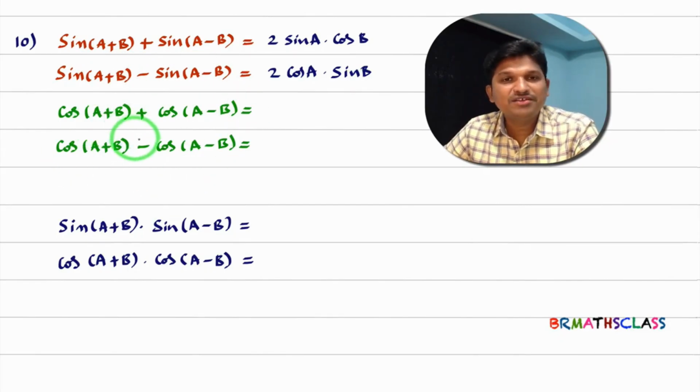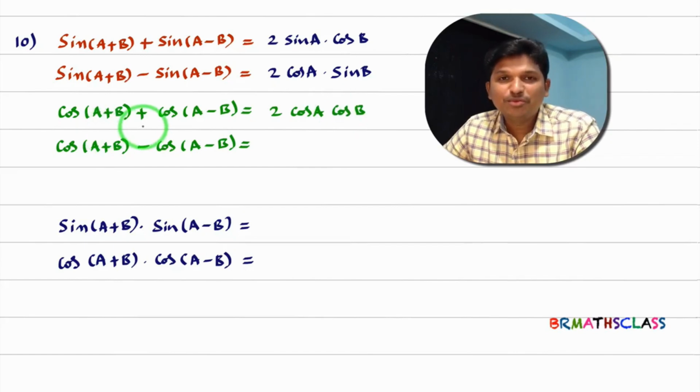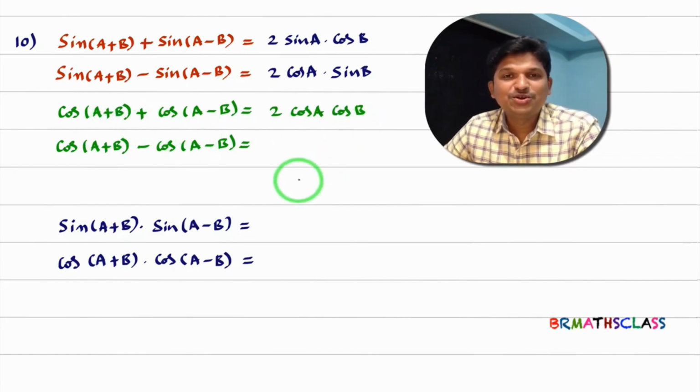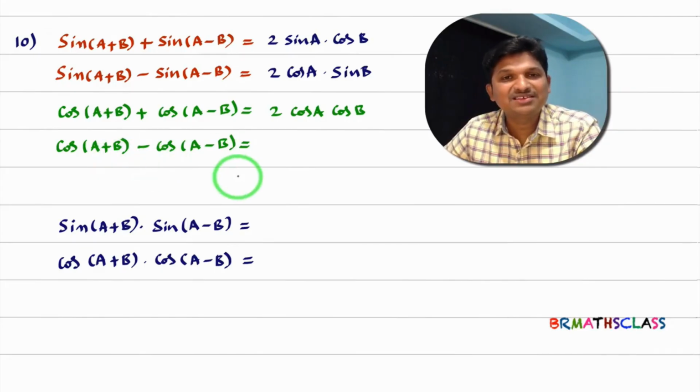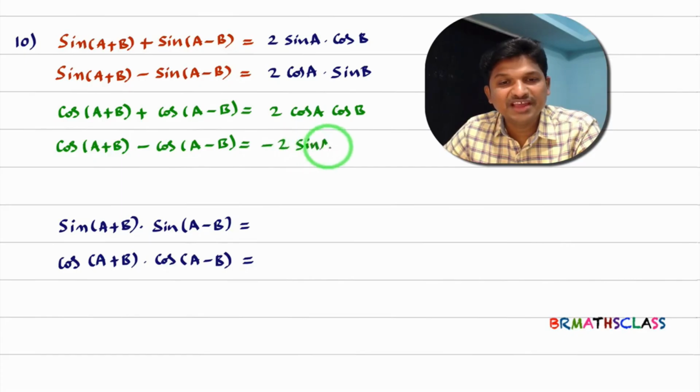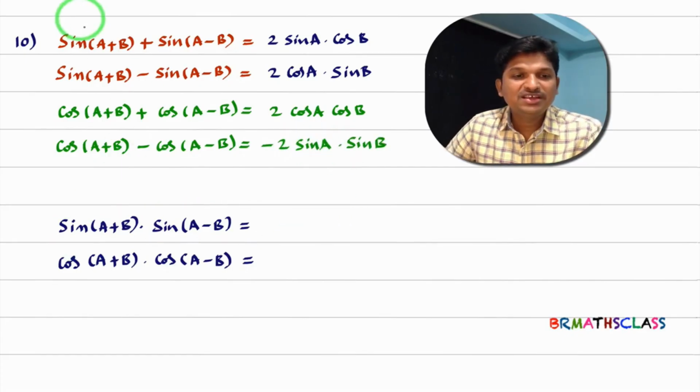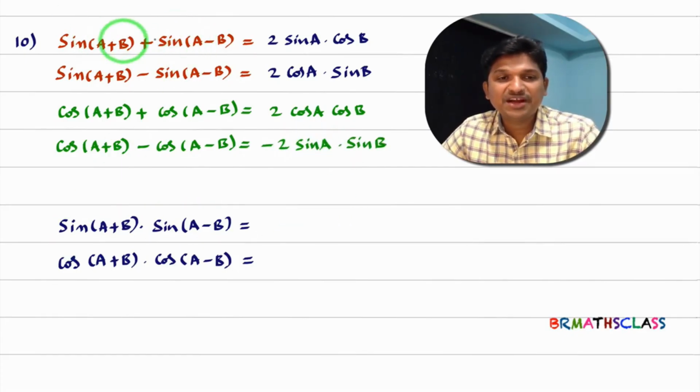Okay. Cos A plus B plus cos A minus B formula is 2 cos A cos B. What is the formula of cos A plus B plus cos A minus B? 2 cos A cos B. Okay. Cos A plus B minus cos A minus B formula is minus 2 sin A sin B. Now, see here, till now we added and subtracted sin A plus B and sin A minus B. Now, let's see what happens when we multiply.